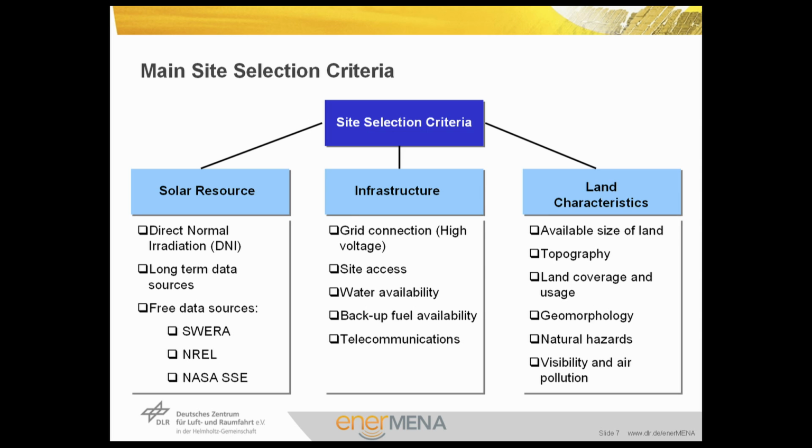Moreover, the land coverage and usage must be analyzed. The geomorphology and natural hazards should be analyzed too. Finally, the visibility and air pollution at that site should be analyzed. For example, if there is a mine nearby, that will cause an increase of particles in the air that decreases the sky clearness, which is an obstacle for the erection of CSP power plants that depend on the direct normal irradiation.